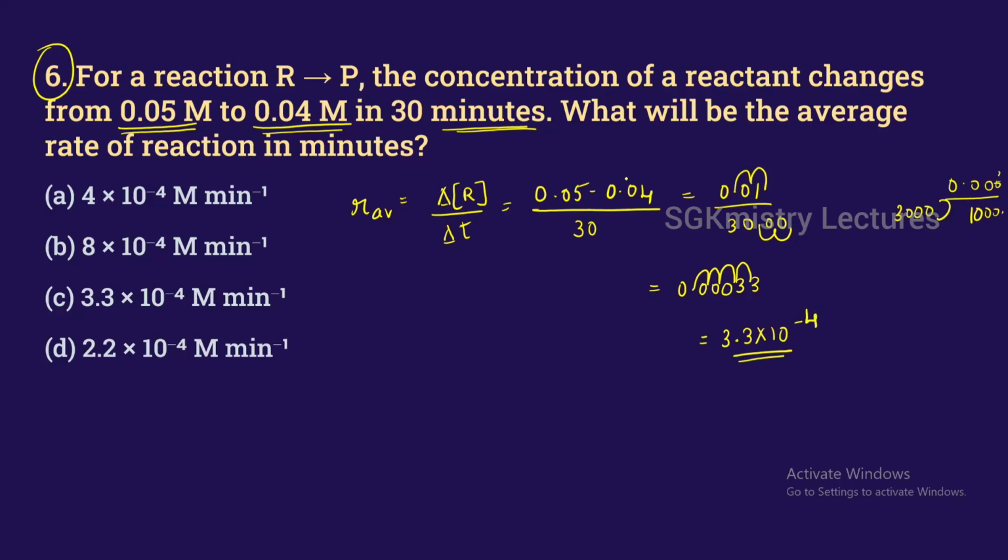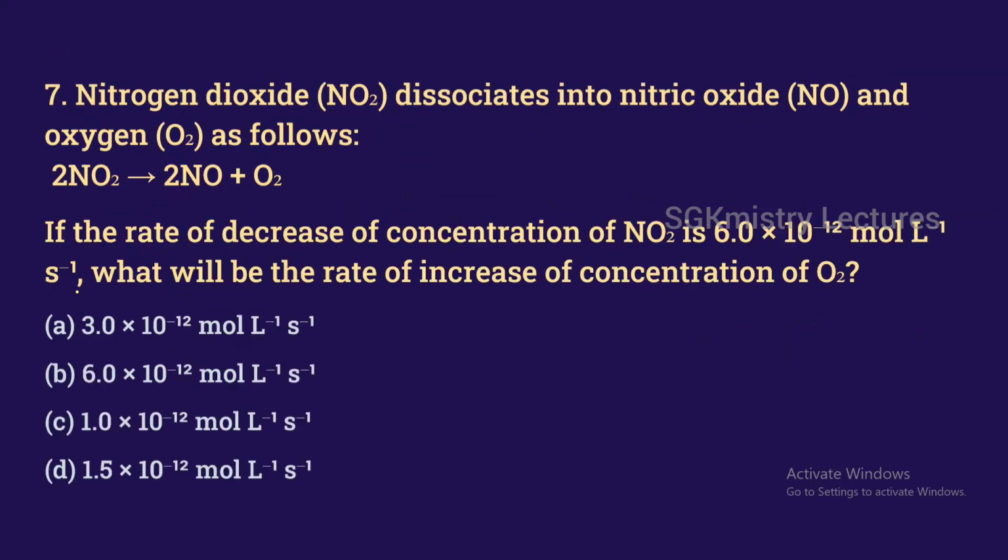Again, what is the unit? Here, molar on the top, whereas here it is minute. So, mole per minute. So 3.3 into 10 to the power of minus 4 mole per minute is the right answer. It's just the direct substitution and the division.